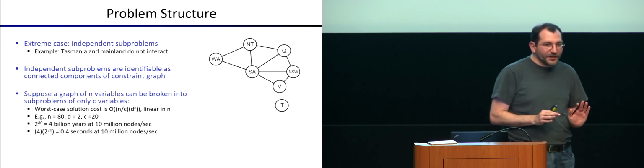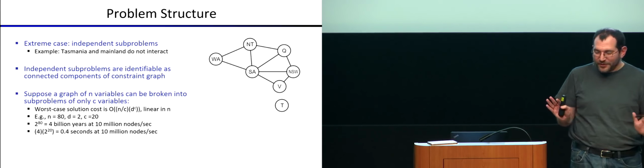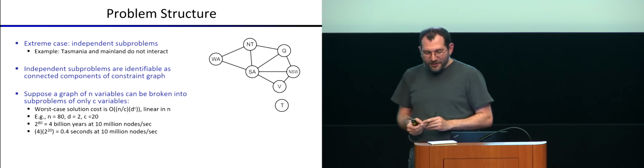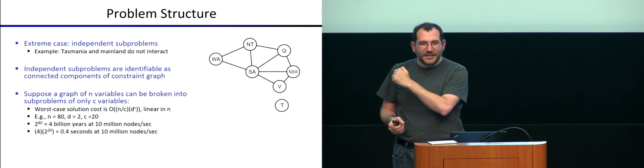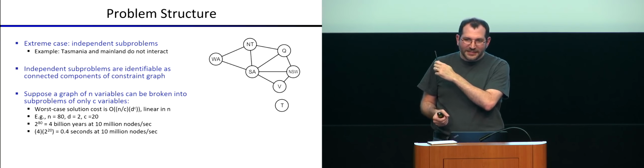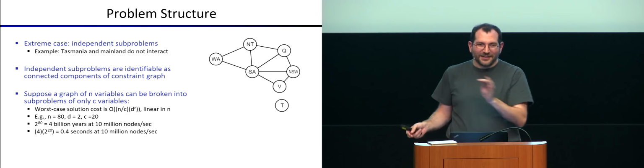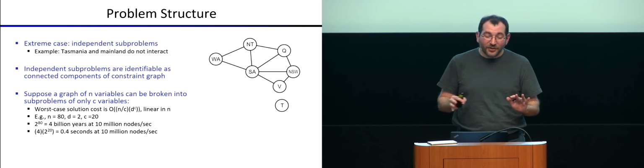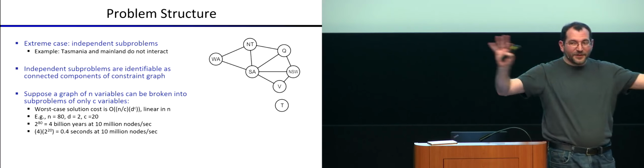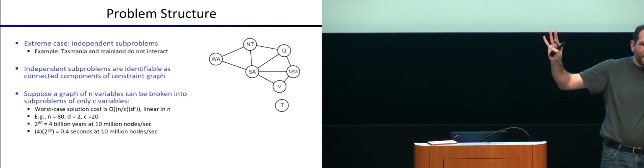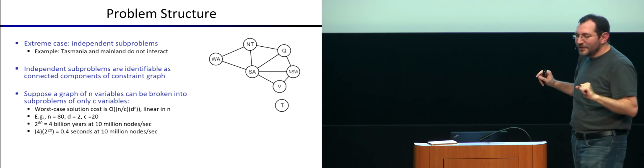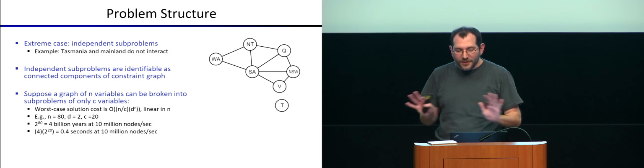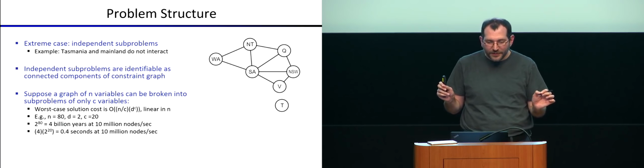Let's start with an extreme case of exploiting structure. Remember the Australia graph here. We keep forgetting about poor Tasmania. It's an island, but that's actually good for map coloring, because you can color it whatever you want. That's because it's an independent subproblem. In general, if you're doing map coloring, the different continents or however things are separated on your map don't interact. That means they're independent problems. You can solve them separately, and there are no constraints between them.